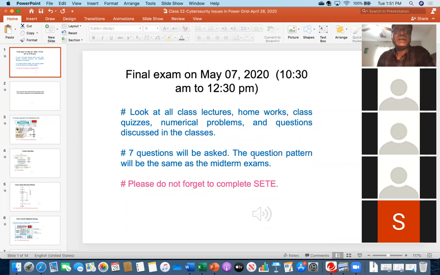The question pattern will be the same as the midterm exam, like exam 1, 2, 3. It is the same pattern. And for the syllabus, you have to look at all class lectures, starting from 1 through today. Today is class 22. You have to look at homeworks, class quizzes, numerical problems, and all the short questions, including the few questions we will be discussing today. Those will be the syllabus.